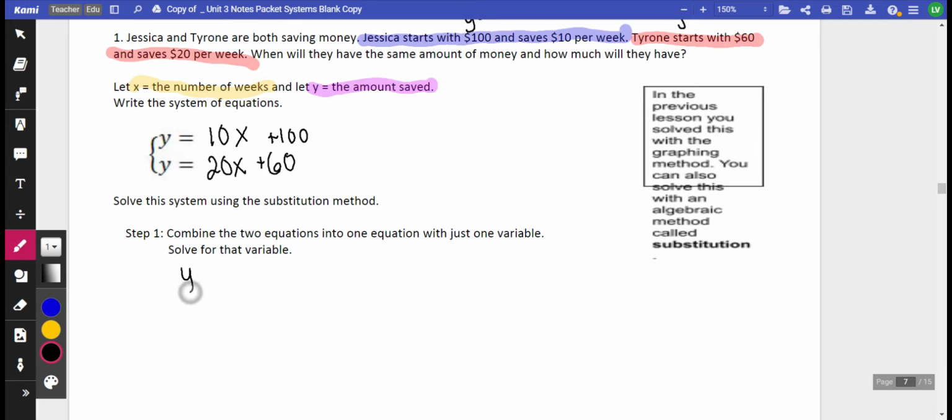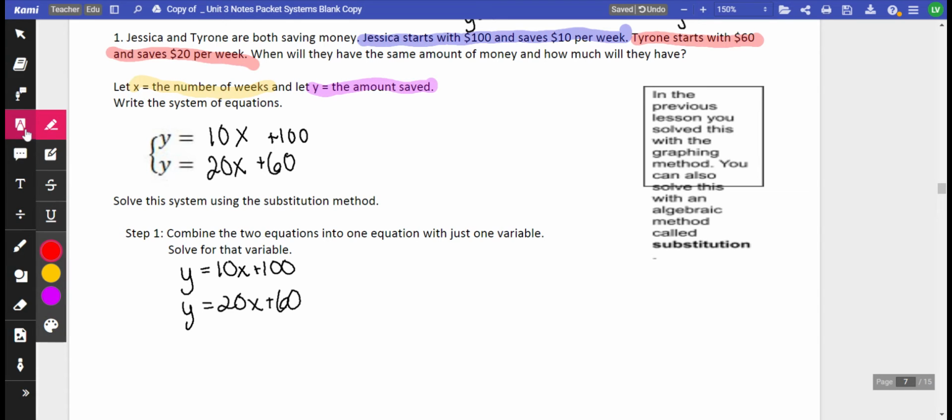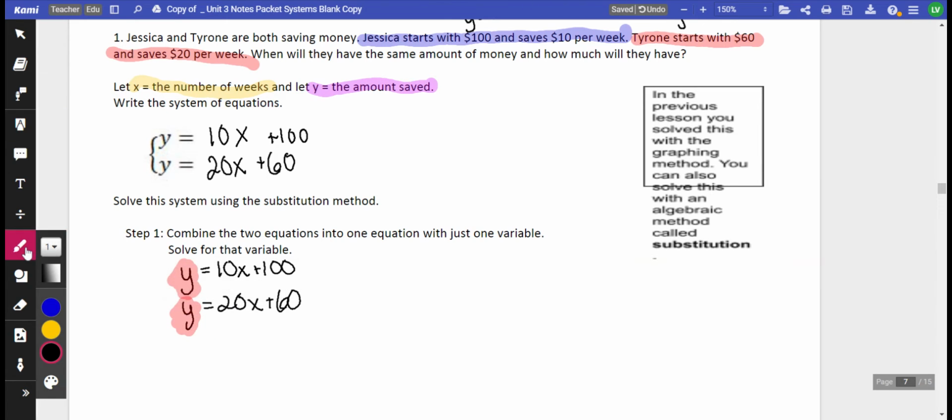So I'm going to rewrite both equations. Y equals 10x plus 100 and y equals 20x plus 60. So we want to identify a term that is already by itself, meaning an x or a y term. If there's not an x or y term by itself, then we have to make one. So for the first equation, it says y equals. I'm going to pause right there. The y is by itself. Well, let's just double check. Anything in the second equation? Well, it says y equals again. So that y is by itself.